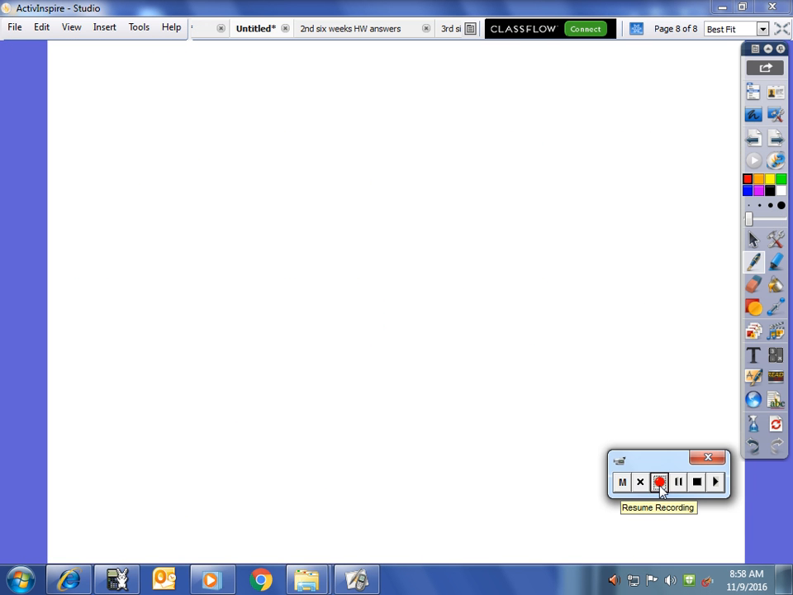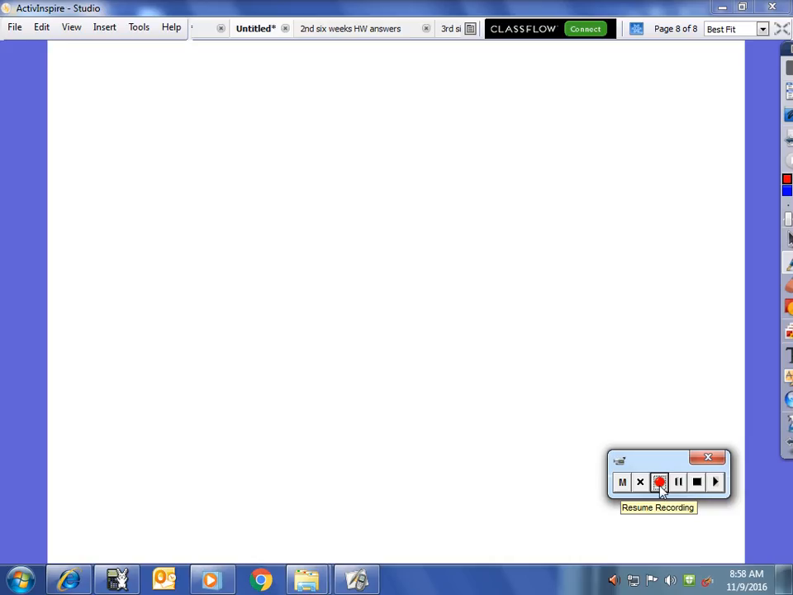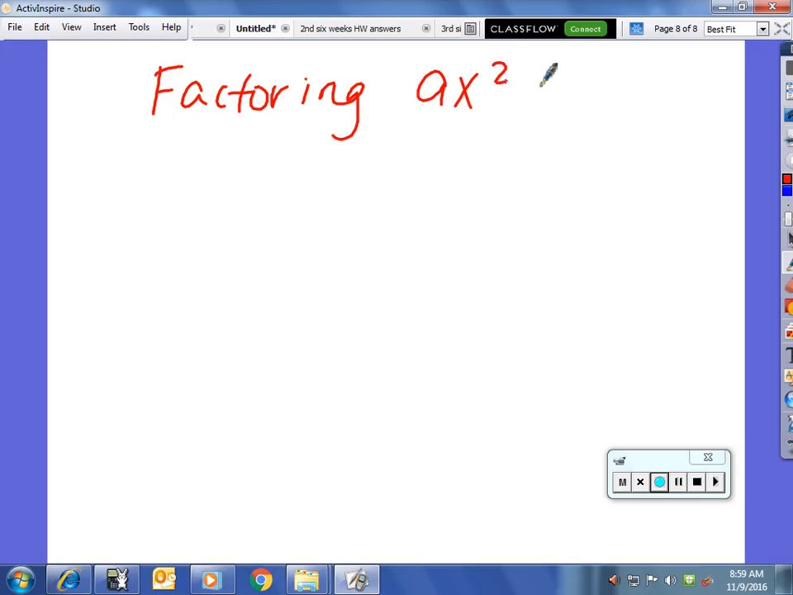Okay, today we're doing more factoring. And in fact, this is what we are factoring. It's in this format: ax squared plus bx plus c. That's like the formula of what we're factoring.